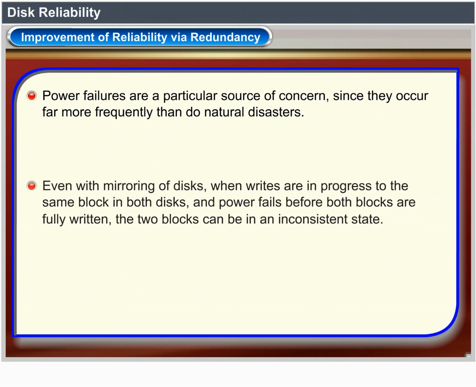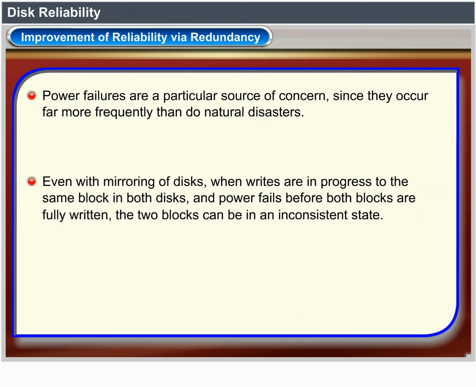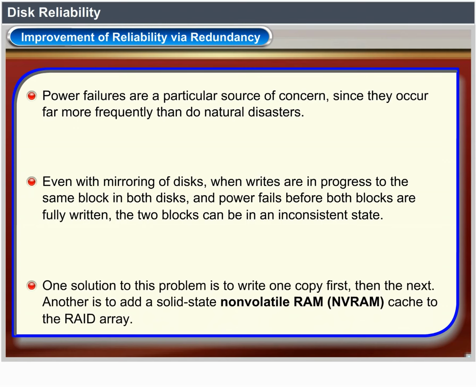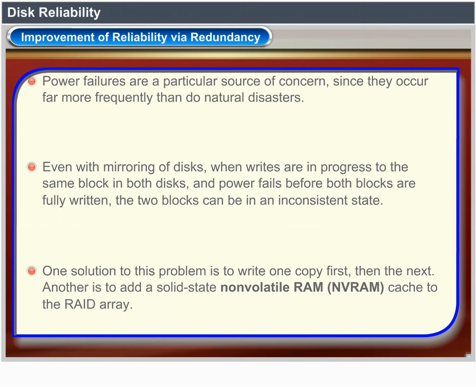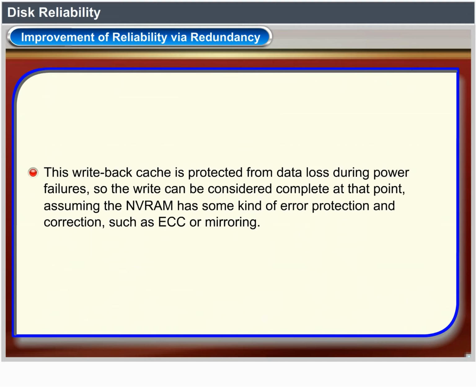Even with mirroring of disks, if writes are in progress to the same block in both disks and power fails before both blocks are fully written, the two blocks can be in an inconsistent state. One solution to this problem is to write one copy first, then the next. Another is to add a solid-state non-volatile RAM (NVRAM) cache to the RAID array. This write-back cache is protected from data loss during power failures, so the write can be considered complete at that point, assuming the NVRAM has some kind of error protection and correction, such as ECC or mirroring.